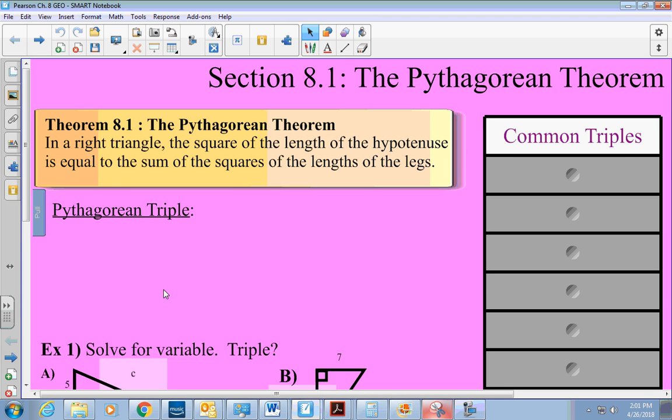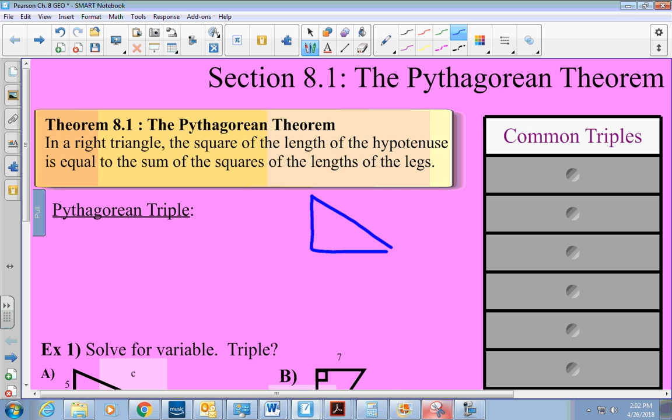Today we're talking about the Pythagorean Theorem. The Pythagorean Theorem says, in a right triangle, the square, which is the little 2, of the length of the hypotenuse, the big guy, is equal to the sum, which is a plus, of the squares of the lengths of the legs. You get to be a leg in a right triangle if you are any one of the 2 shorter sides. So typically we draw it.